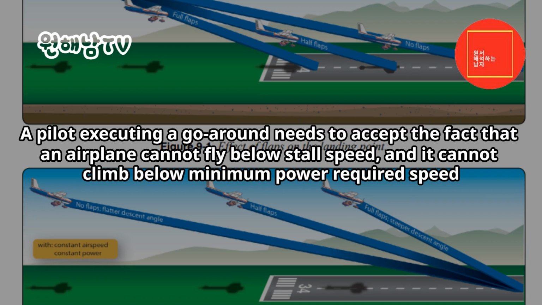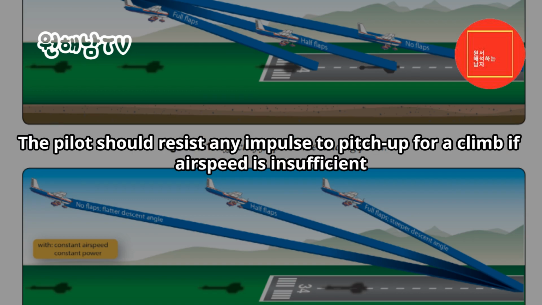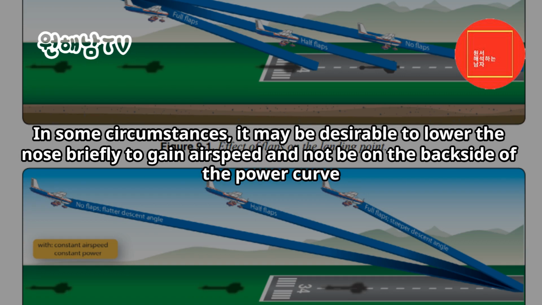Attitude. A pilot executing a go-around needs to accept the fact that an airplane cannot fly below stall speed, and it cannot climb below minimum power required speed. The pilot should resist any impulse to pitch up for a climb if airspeed is insufficient. In some circumstances, it may be desirable to lower the nose briefly to gain airspeed and not be on the backside of the power curve.